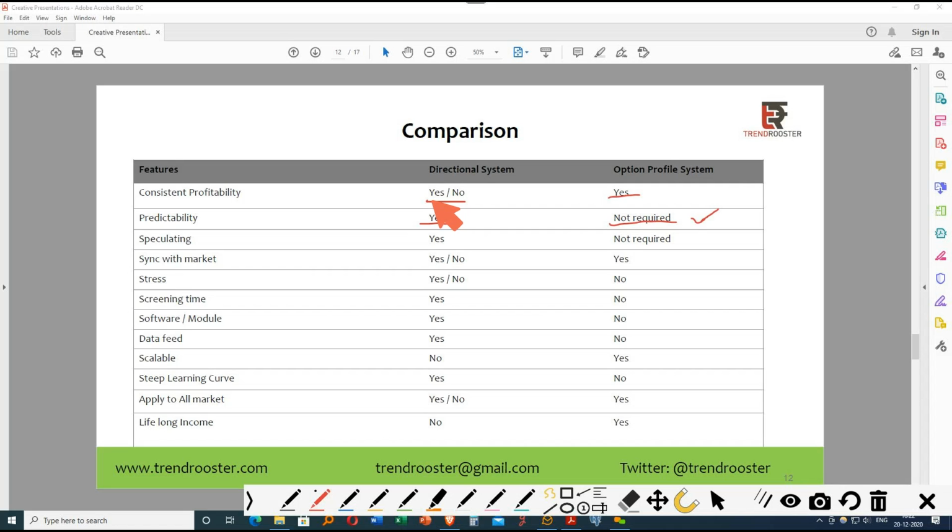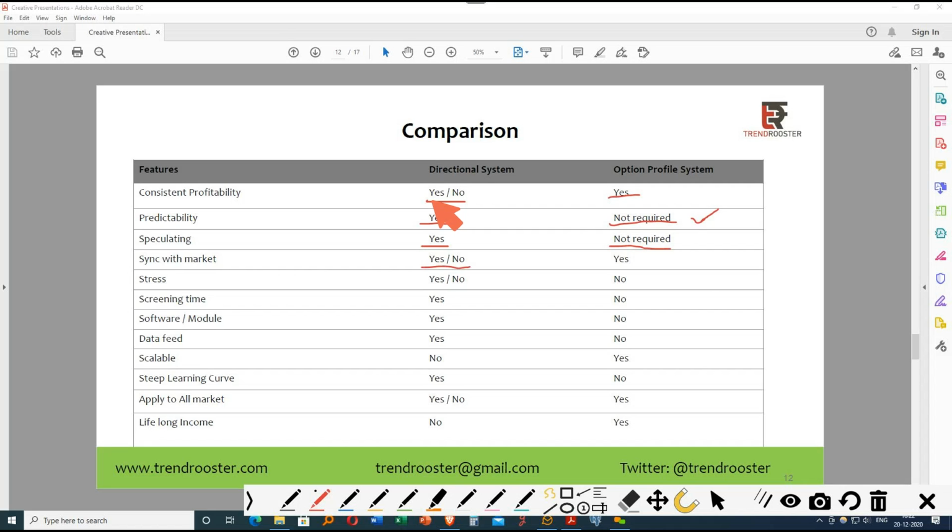Speculating. Trying to predict means you're trying to speculate, right? You're speculating that the white horse will win this race, or that the black horse will win this race. Like that, you're speculating, am I right? Tata Steel will touch the support and resistance, and now it will go up. You put up a chart, some lines, and think it will go up. That is speculation. But in option profile trading, we don't speculate.